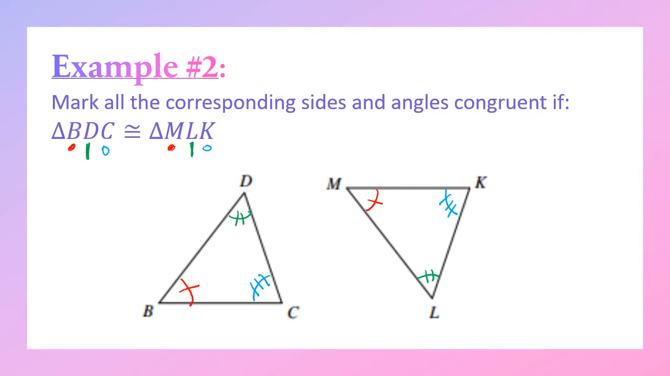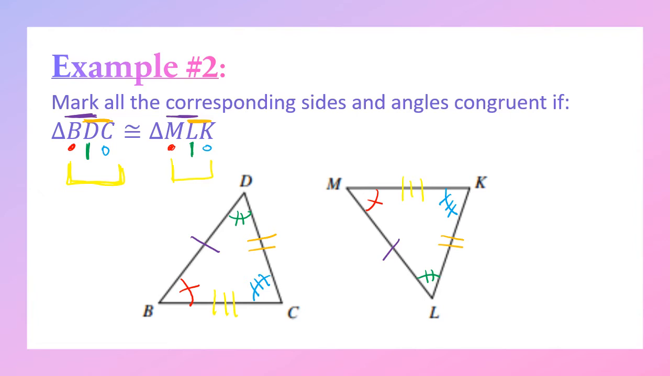Now, going to my sides. If I look at my first 2 letters here, I have BD and here I have ML. So this tells me that BD and ML are going to be congruent. If I go to my second set of letters, here I have DC, here I have LK, so DC is going to be the same as LK. And last but not least, I'm running out of colors. Yellow is not the greatest, but here I have BC and here I have MK. So down here, BC and MK are going to be the same.